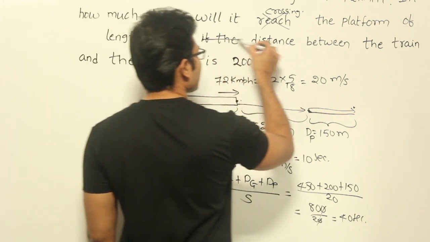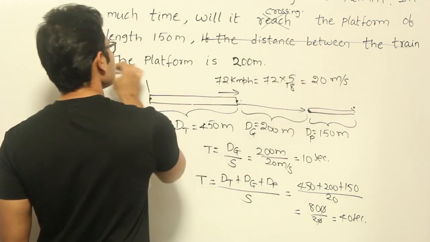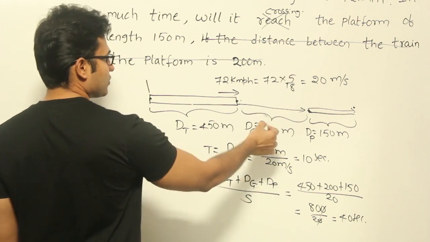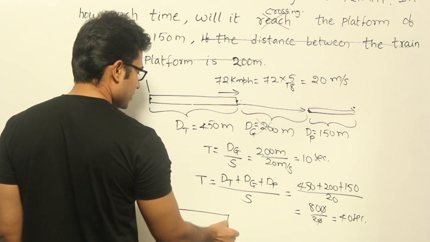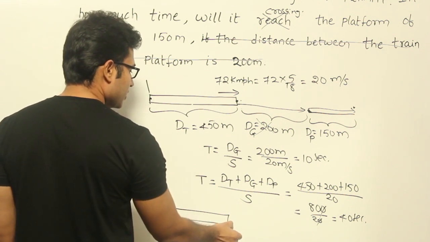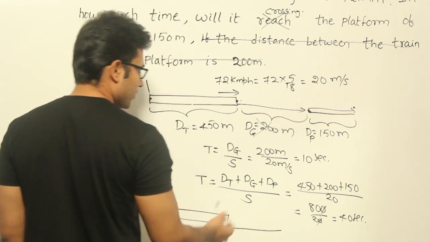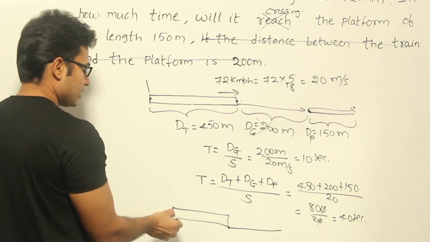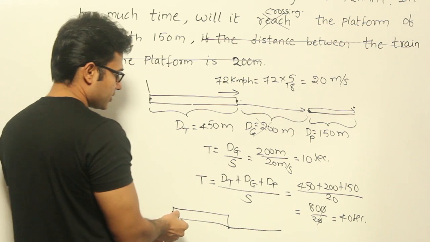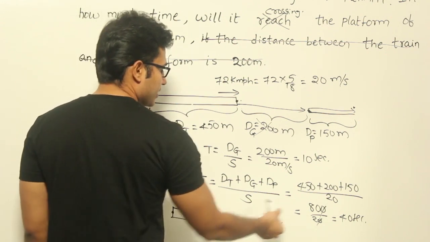So I assume that this entire distance is not given, this distance is not given. In that case, you can assume that this is 0, which means you can assume that there is a train which is at the beginning of this platform. Now if you talk about crossing, then what should happen is the tail of the train has to cross this entire length as well as this entire length, right?